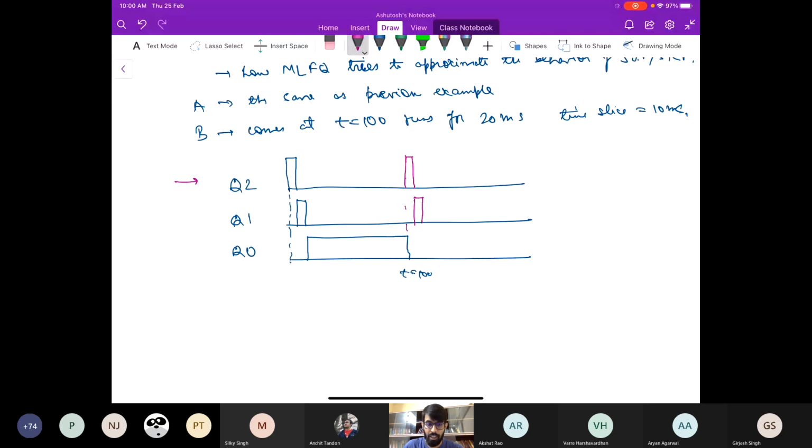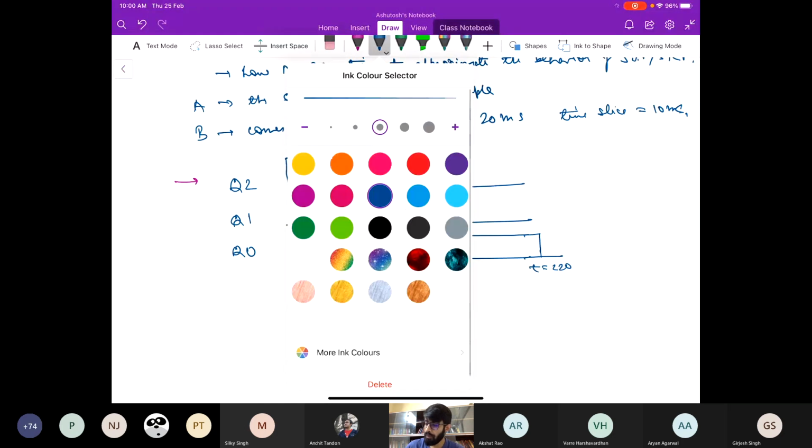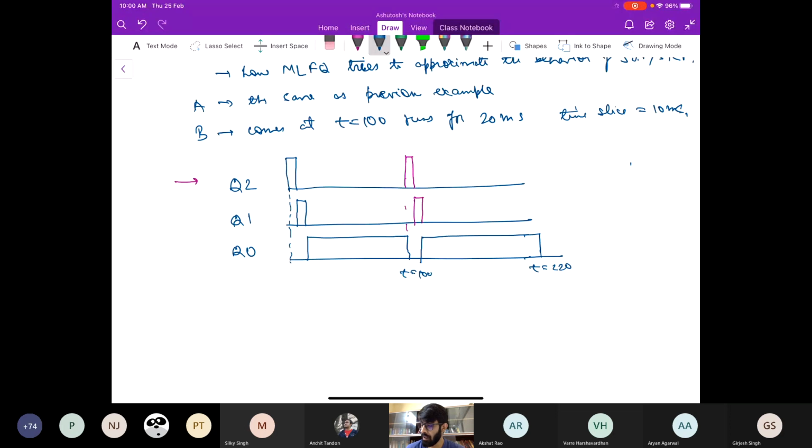And now B has finished. So when B finishes, there is no other job which has higher priority than A. Now A will get the CPU and A will run after that. And maybe at T is equal to 220, it will finish. Okay, so is this example clear? Any questions about this?